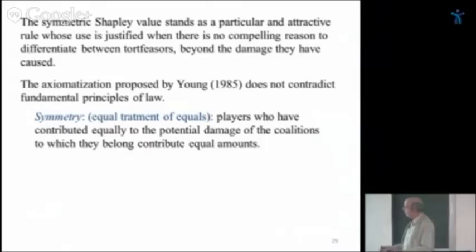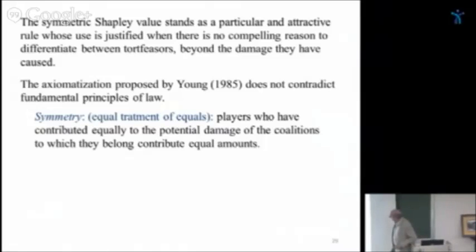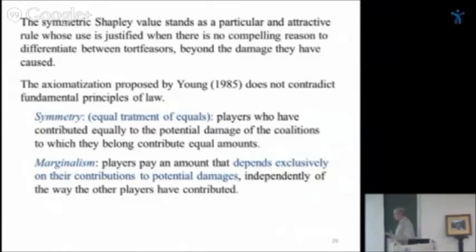There is no doubt about that. And this can be found in all discussion on tort allocation. Equal treatment of equals, symmetry. So players that have contributed equally to potential damage should contribute equal amounts. And the second is marginalism.